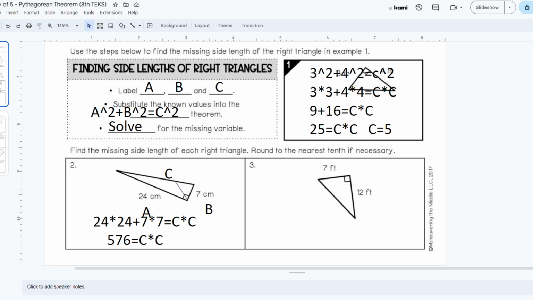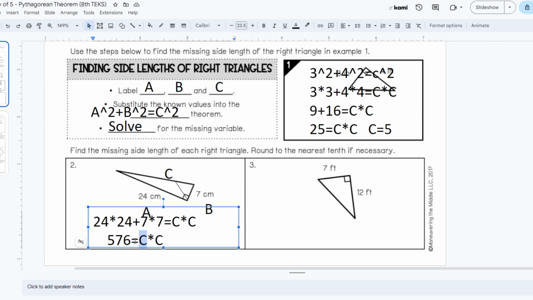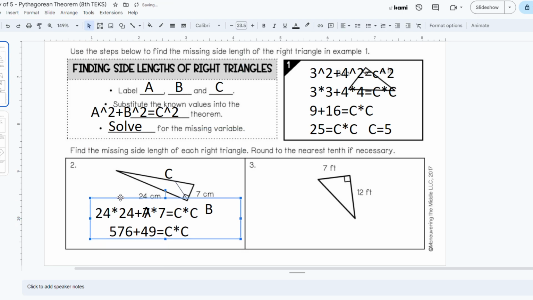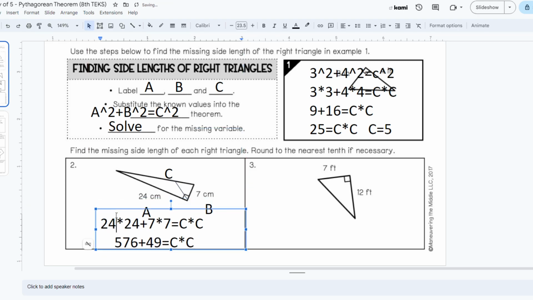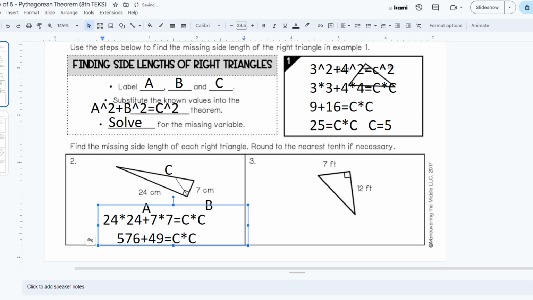Oh, okay, I made a mistake. 24 times 24 is 576. I did not add 7 times 7 in yet, so this becomes 576 plus 49. And that's what a calculator does. It helps you check mistakes. We all make mistakes. We're all human. It's okay.